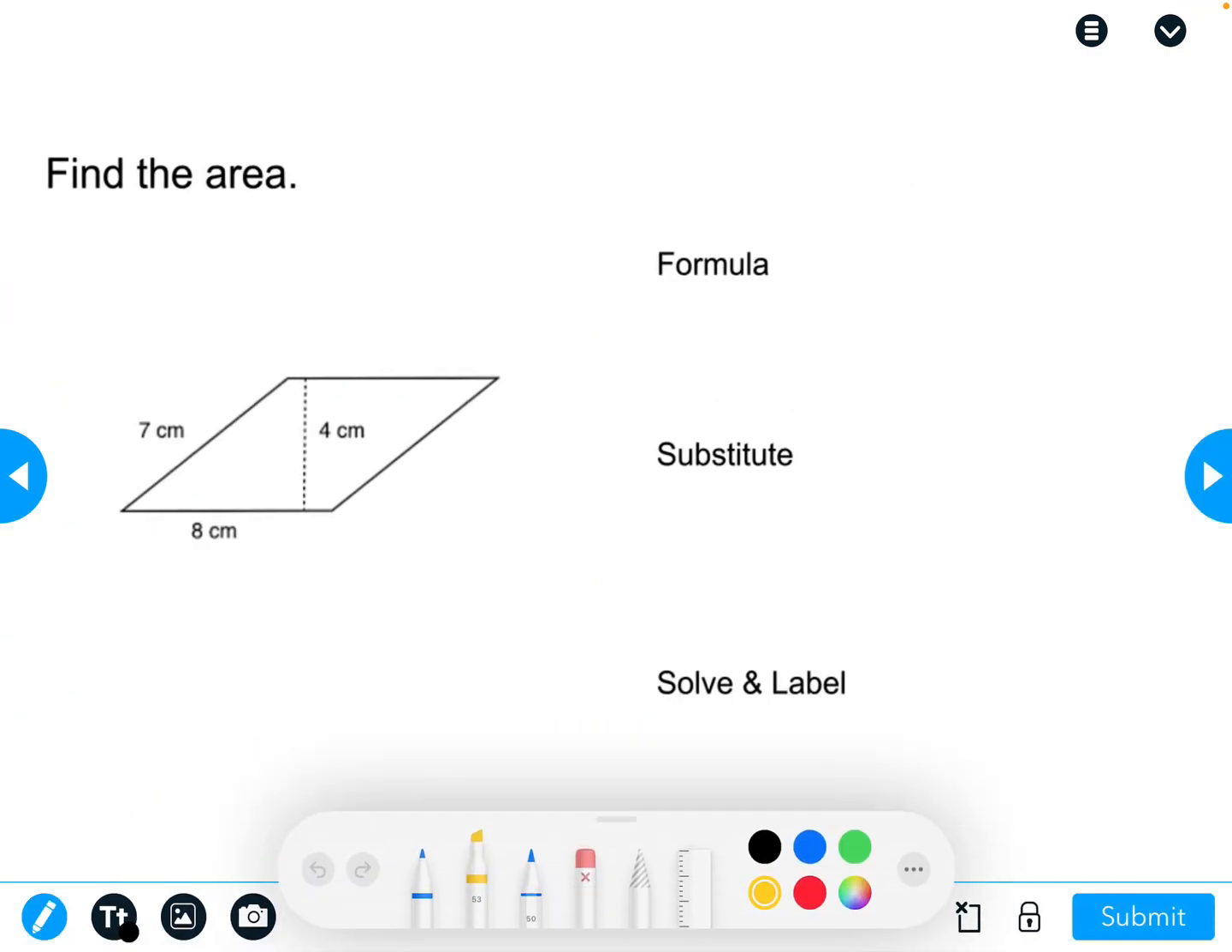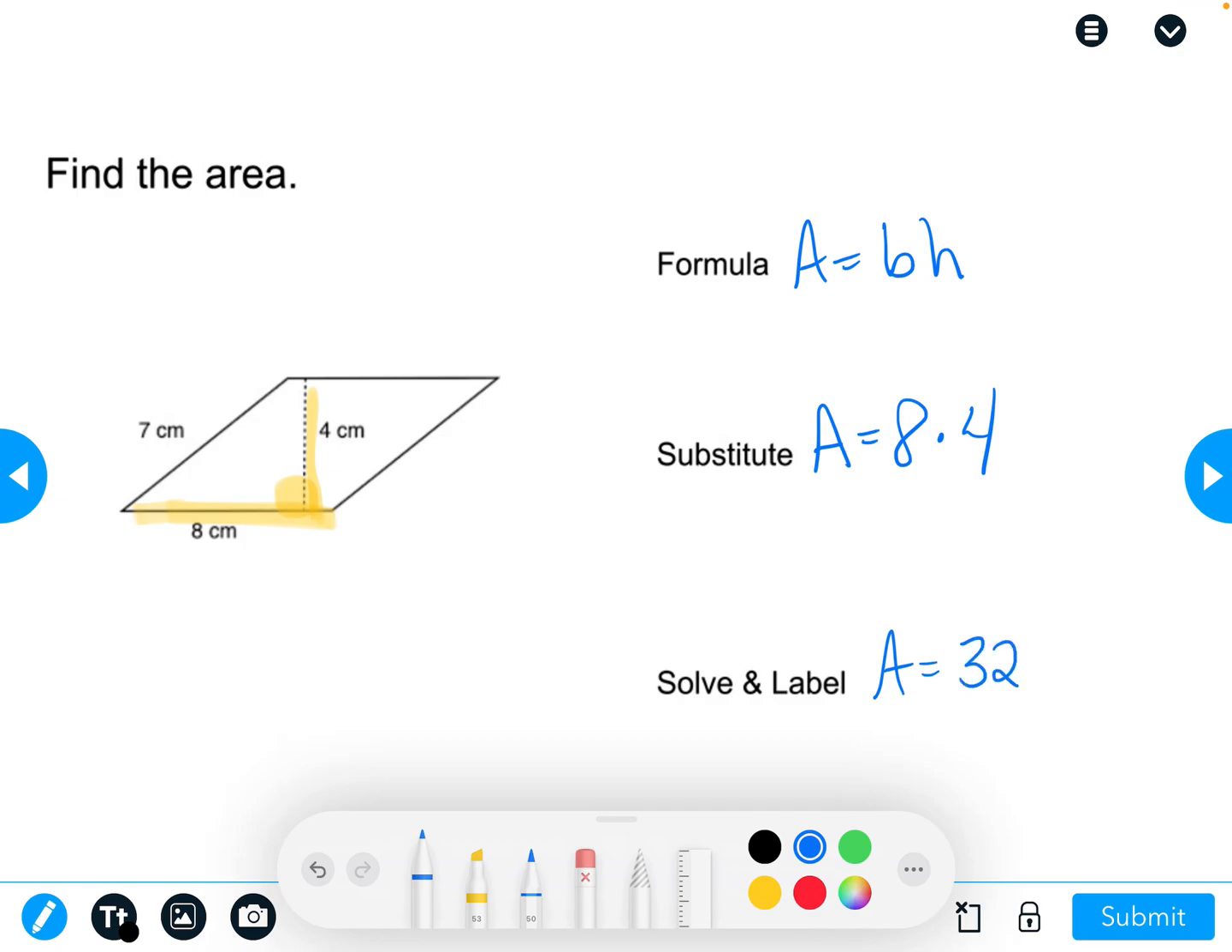All right, let's start practicing with our formulas. If you remember, when we're doing area of any of these shapes, I require you to write down the formula, substitute in the numbers, solve, and label. So using your formula sheet, we can get the formula for a parallelogram is area equals B times H. We're going to identify the base and height, look for the right angle, and we have an 8 and 4. So area equals 8 times 4. And solve and label, so area would be 32. And this happens to be centimeters squared.